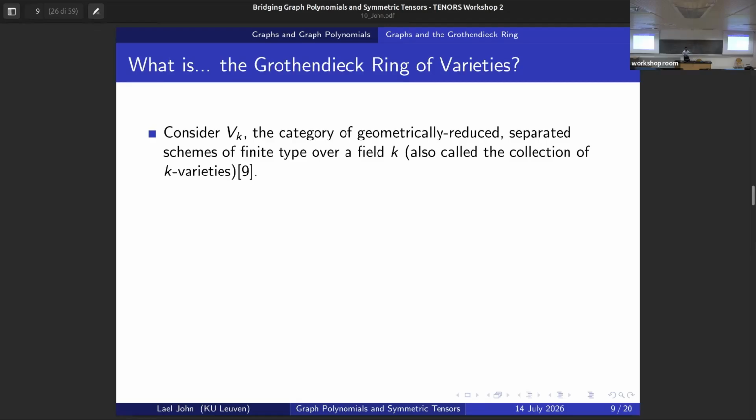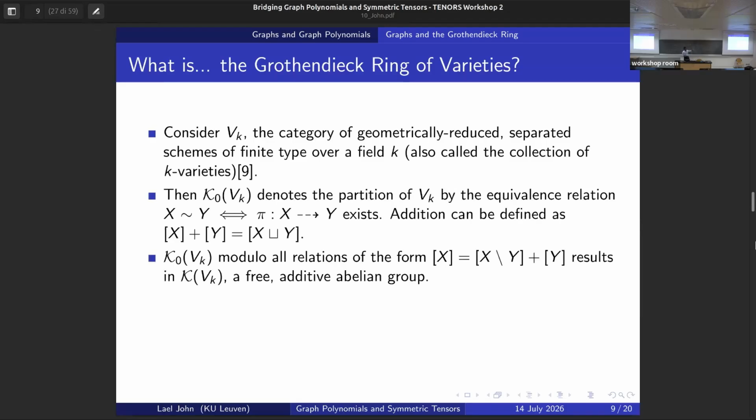So I'm just going to call them K. This is the space of all K varieties. Now, if I can partition VK by equivalence relations, in this case the equivalence relation is given by: x and y are equivalent if there's a birational morphism between them, right? A birational morphism, for the physicists in the room, is just a dense subset that is isomorphic, right?